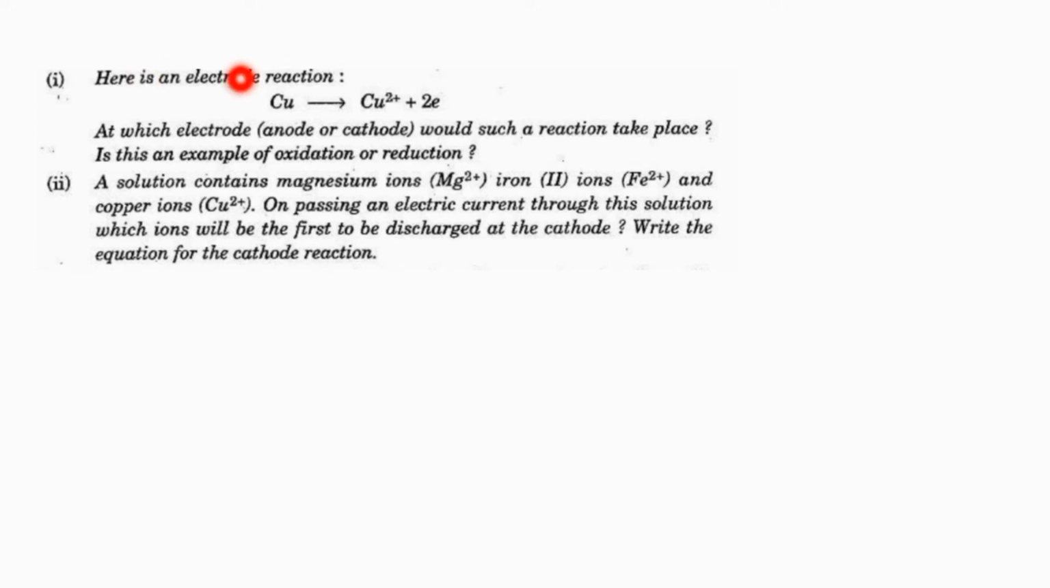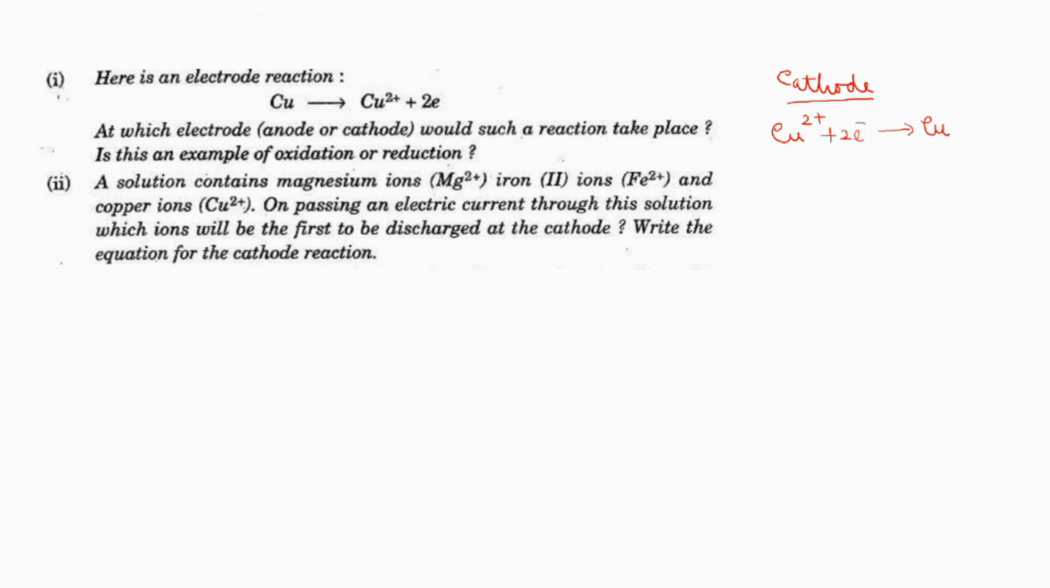Here is an electrode reaction. Copper is getting converted into Cu2+ plus 2 electrons. At which electrode, anode or cathode, would such a reaction take place? They are asking. So remember, at the cathode there is always gain of electrons taking place. Cu2+ ion will be moving towards the cathode. It will be accepting 2 electrons and will be getting converted into copper metal.